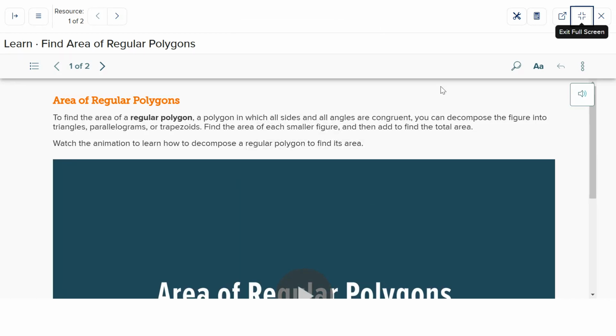This is lesson 8-4, area of regular polygons. And this is a quite short lesson that kind of builds upon the past 3 lessons where you'll need to know how to work with parallelograms, triangles, trapezoids, and probably rectangles and squares will come into play as well.